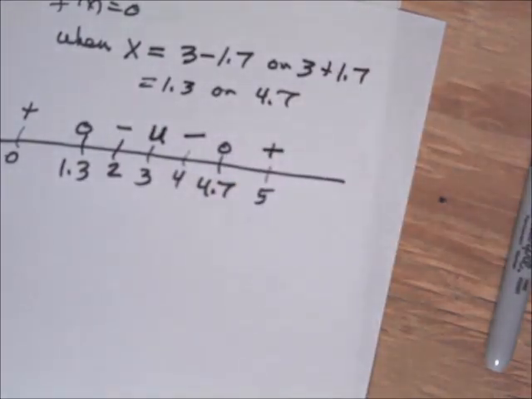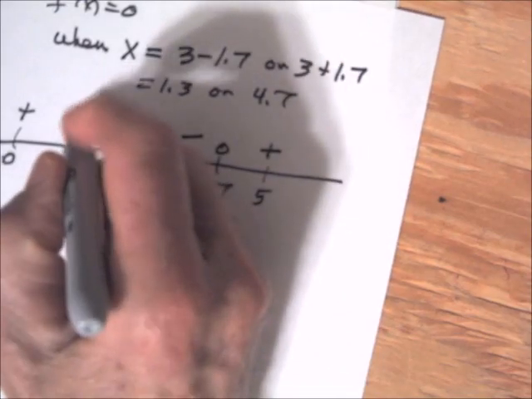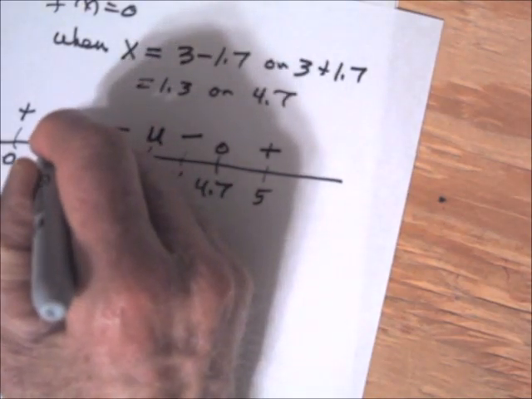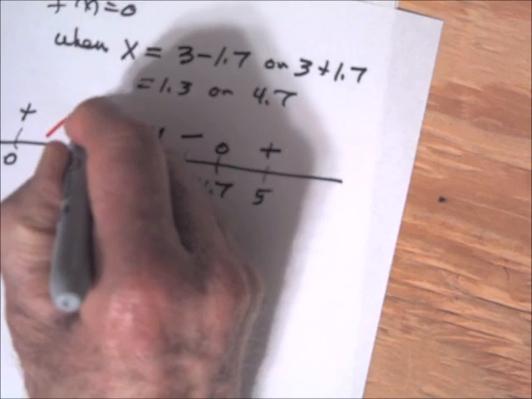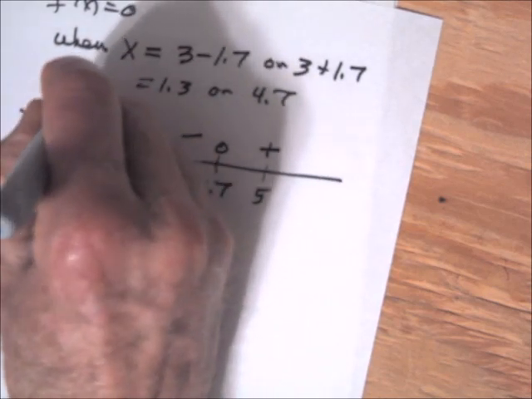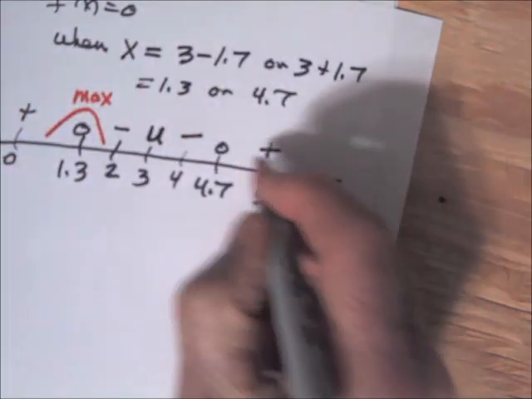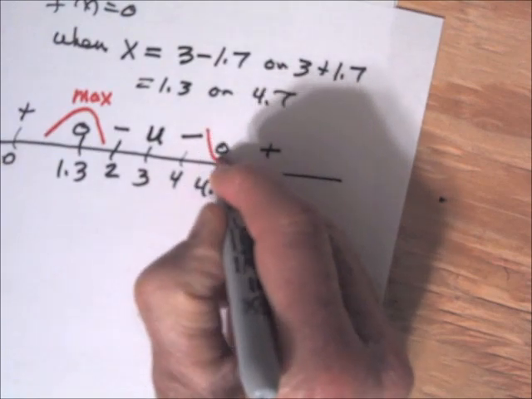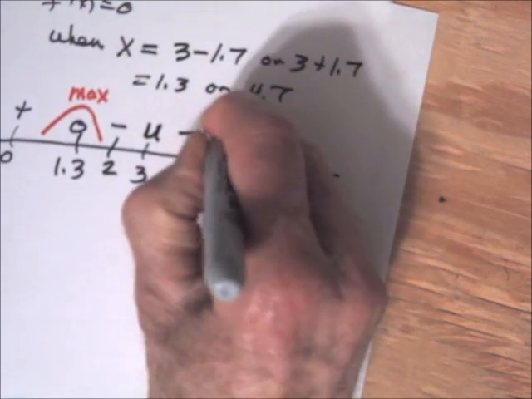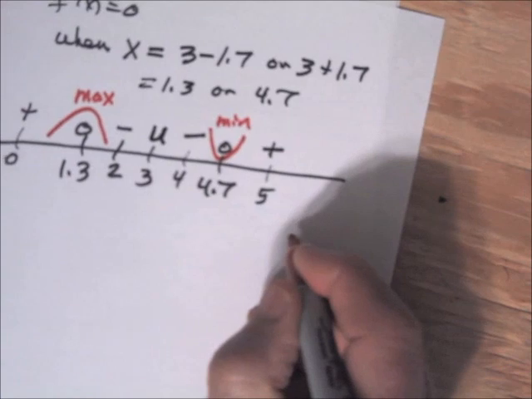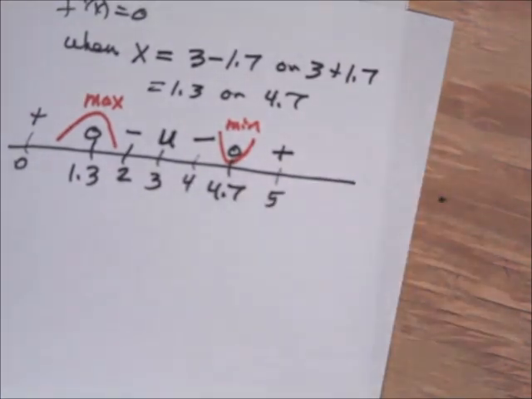Okay, so at this point here, we'll have a local max because we have a function increasing and then it's decreasing. So this is a local max, and this point here is going to be a local min, where it's decreasing, and then the slope is 0, and then it's increasing.